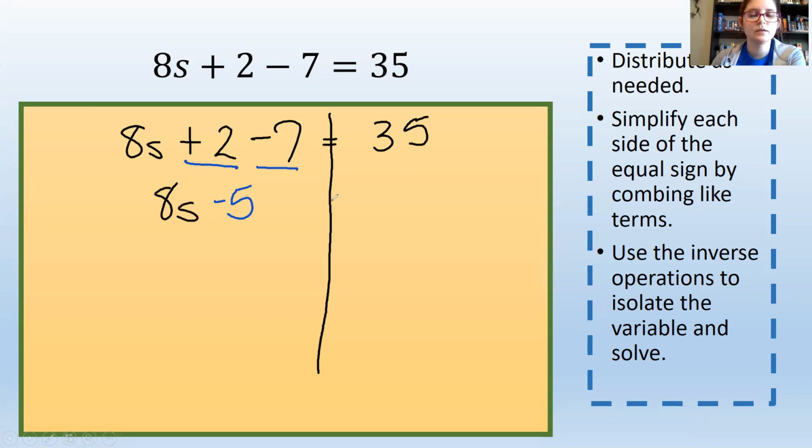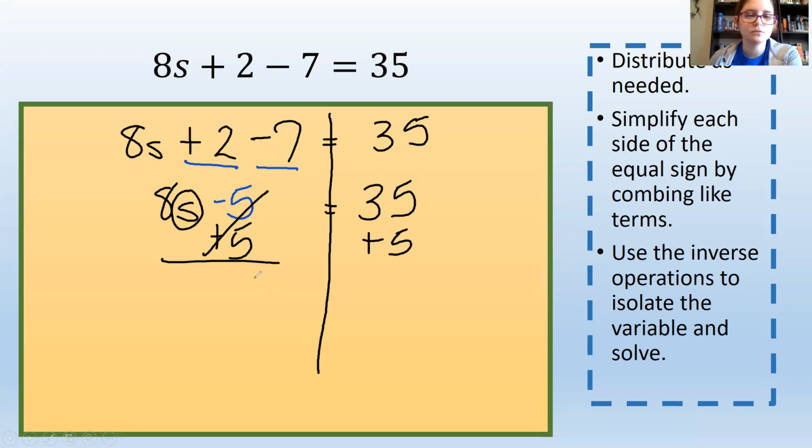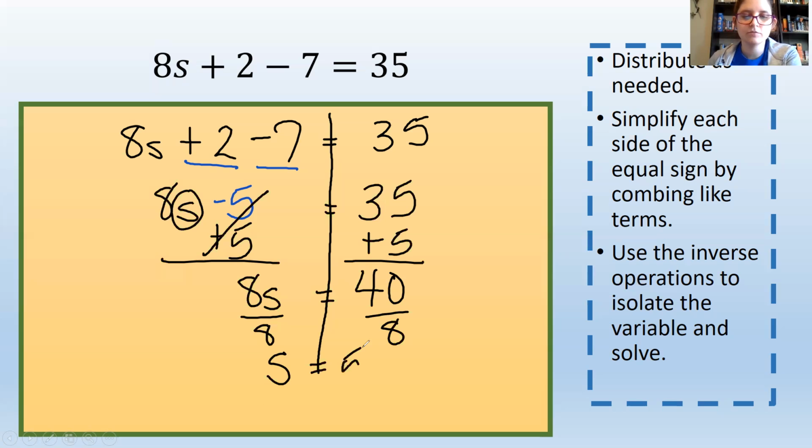Bring down my 8s equals. There's nothing on this side with the 35, so I'm just going to write it down. Now I'm ready to find my variable and solve. I'm going to undo my subtraction first with addition. A negative 5 and a positive 5 cancel, so 8s equals 35 plus 5, which is 40. I'm going to undo my multiplication with division. So s equals 40 divided by 8, which is 5. So for this problem, s is equal to 5. Okay. Let's look at our next example.